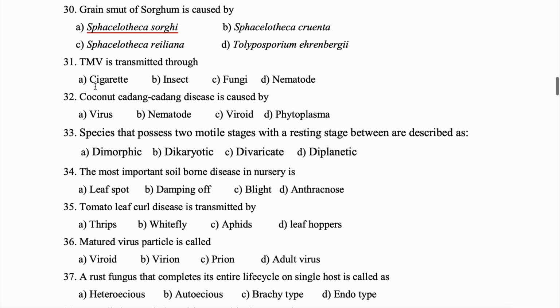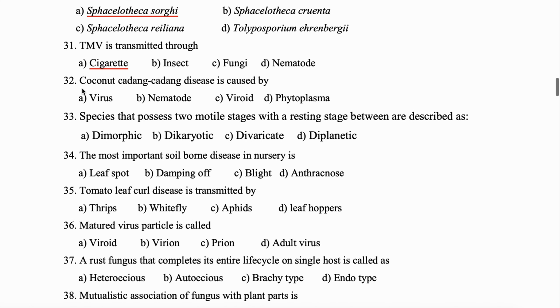Alright. Question 31. TMV is transmitted through, normally when we talk about transmission, we think it might be insect generally, then it can come to nematode or fungi, but no. In this case, it will be cigarette. That's correct. Because TMV is tobacco mosaic virus and tobacco is nicotiana, and with the help of that cigarettes are made. So yes, it can also be transmitted through cigarettes.